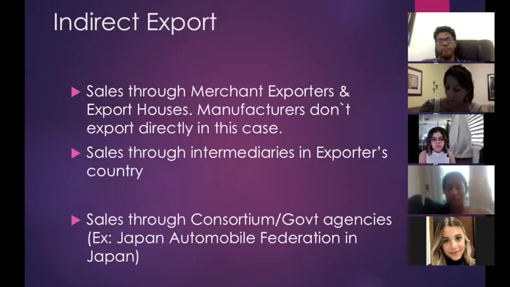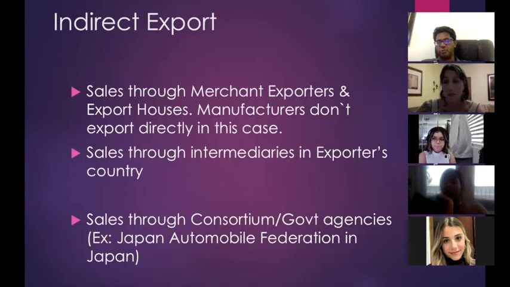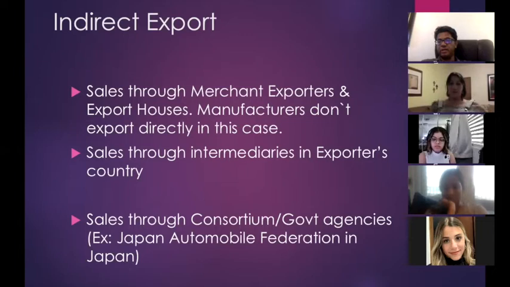For example, in Japan, there is an automobile federation. This is an association of different automobile companies. Small or medium scale enterprises in the automobile sector that want to export may not have the capability, experience and enough manpower to do the transaction. So they seek guidance and hire this Japan Automobile Federation. The Japan Automobile Federation will buy from them and this consortium will export it.